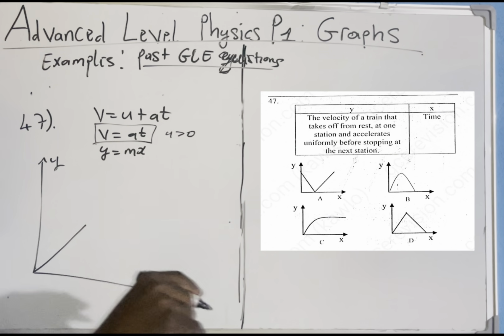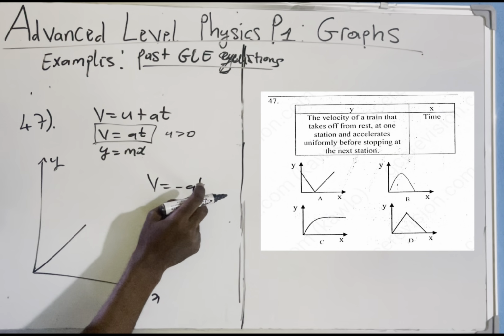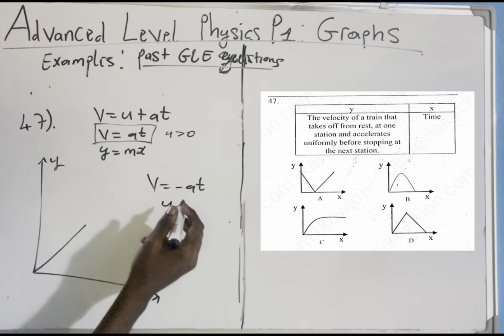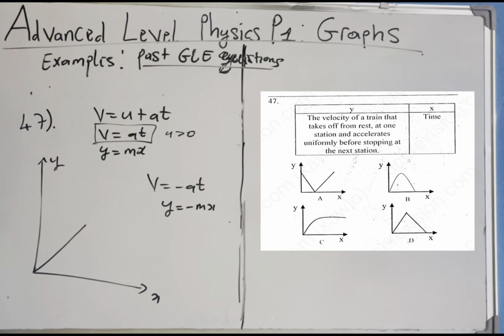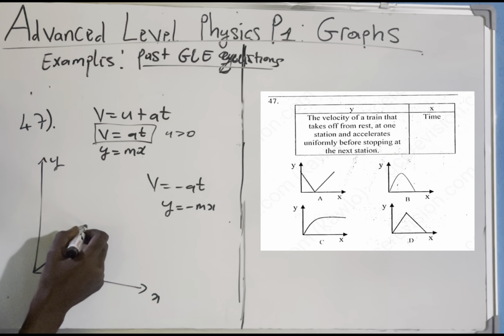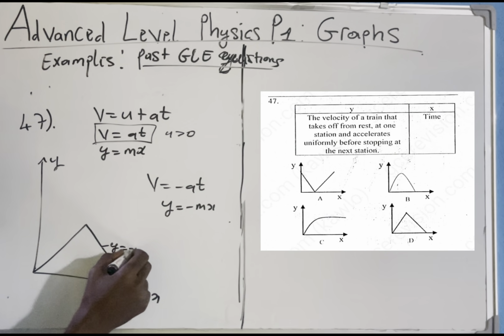For him to stop, it means that he should decelerate. So for the other part of my motion, v should be equal to negative a t. It should decelerate, so this should be the equation in the form y equals negative mx, a decreasing straight line graph. Therefore, I should decelerate to 0.